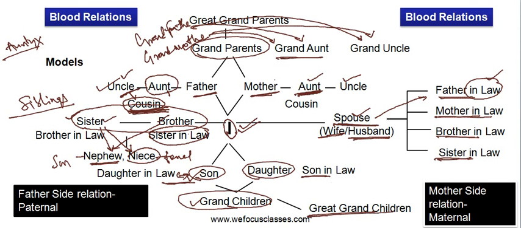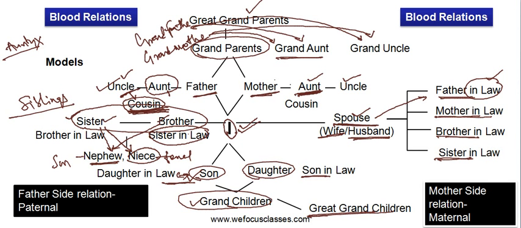In the same way, the parents of your grandparents, we say they are great grandparents. So this is the family tree. What we need to remember is your generation, your parents' generation, grandparents' generation, your children's generation, and their children's generation. In your generation, except your brother and sister, all are cousins to you. And there is one relation, that is spouse, it's a very special relation.